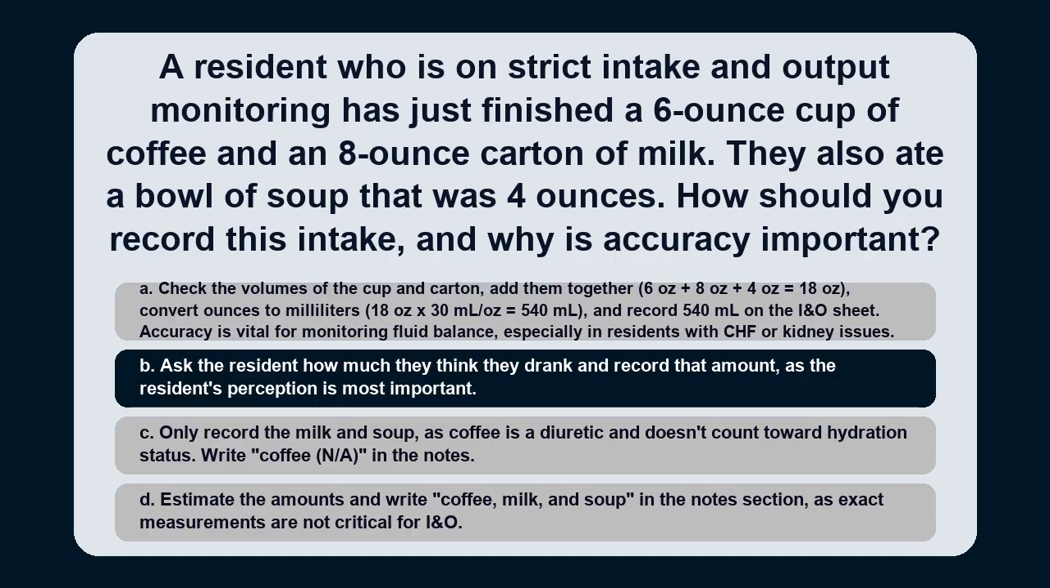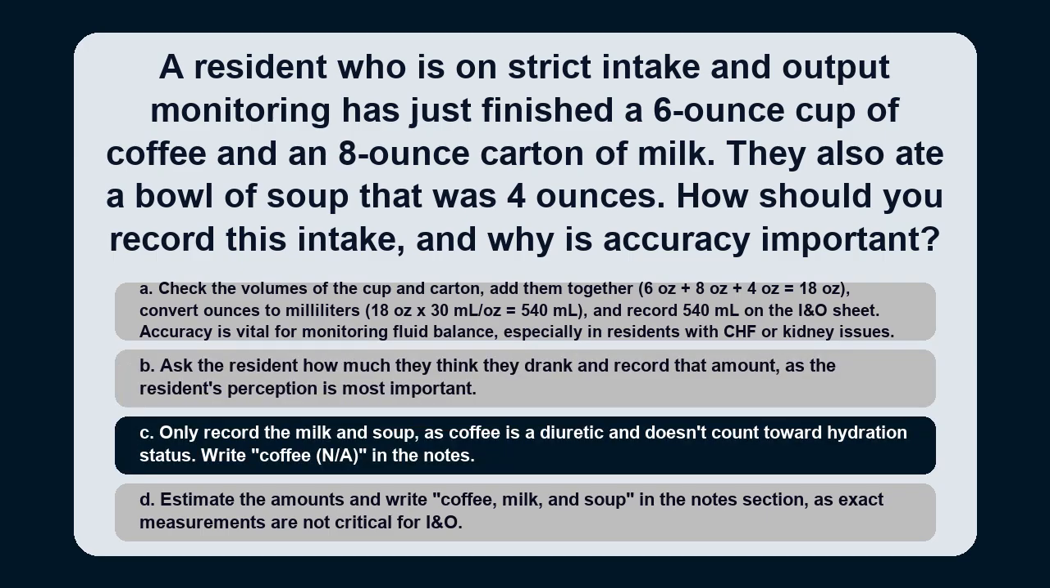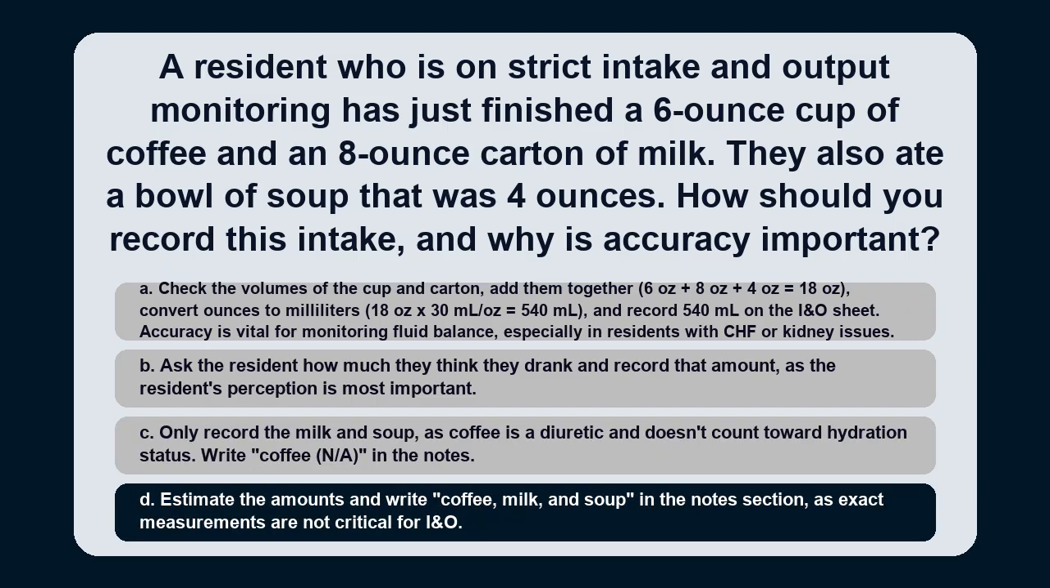Option B. Ask the resident how much they think they drank and record that amount, as the resident's perception is most important. Option C. Only record the milk and soup, as coffee is a diuretic and doesn't count toward hydration status. Write "coffee, not applicable" in the notes. Option D. Estimate the amounts and write coffee, milk, and soup in the notes section, as exact measurements are not critical for I&O.